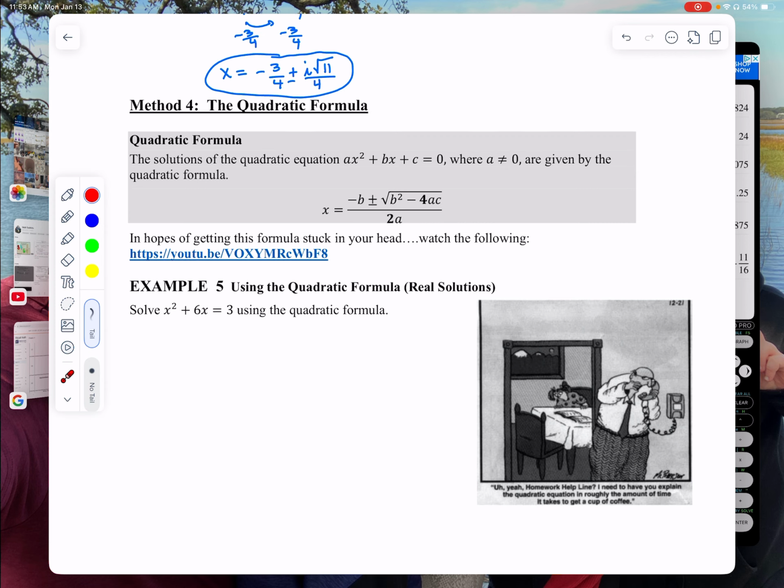All right, so we're going to be using the quadratic formula. You may remember that the quadratic formula only works if your quadratic equation is set equal to 0. So that's the very first thing we need to do to this example, set it equal to 0. So I'm going to move that 3 to the other side.